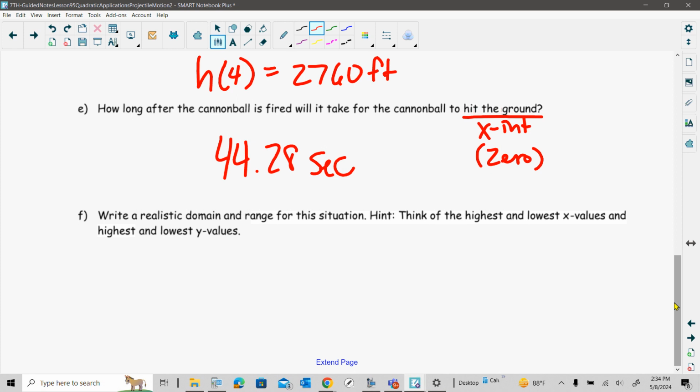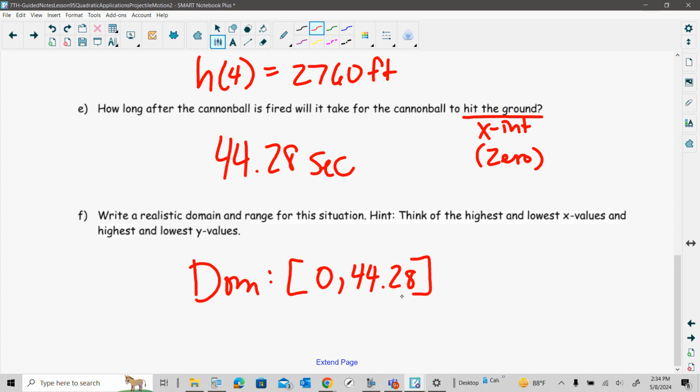Okay. And then they want us to come up with a realistic domain and range. Think of the highest and lowest values. So our domain, and I'm just going to do bracket notation, would be 0 to 44.28, and the range would be 0 to 7944.